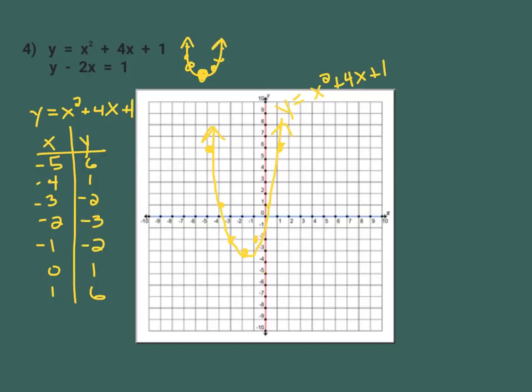And now we're ready to graph our line. Okay, so here's our linear equation. And in order to graph that, we want to get the y by itself first. So let me just rewrite this over here. Y equals, oh, sorry, I'm skipping steps here. Let me not do that. Y minus 2x equals 1. Okay, so we're going to add 2x to both sides of the equation. And that leaves us with y equals 2x plus 1.